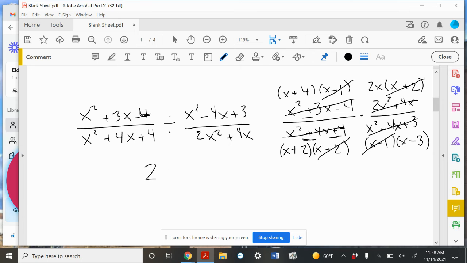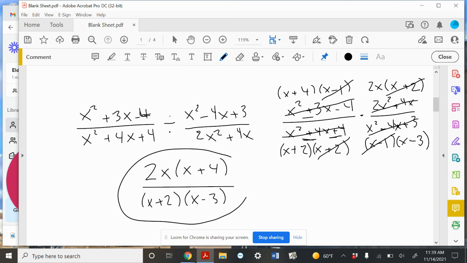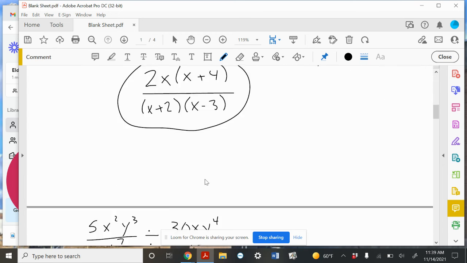Nothing else cancels, so it's 2x times x plus 4 in the numerator, and I have x plus 2 times x minus 3 in the denominator. And now at this point, nothing else can cancel. So they have to be exact terms. Remember, 2x and 2 can't cancel. Can't partially cancel some of these things in there either.